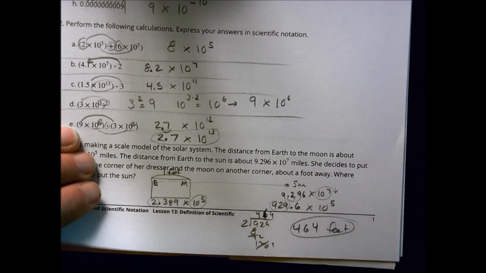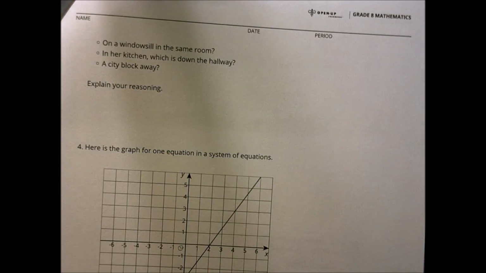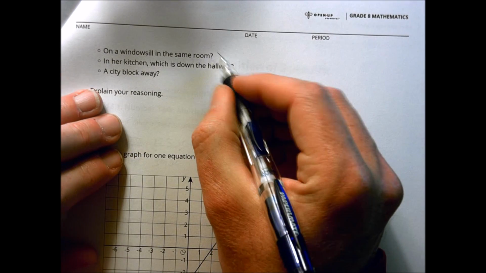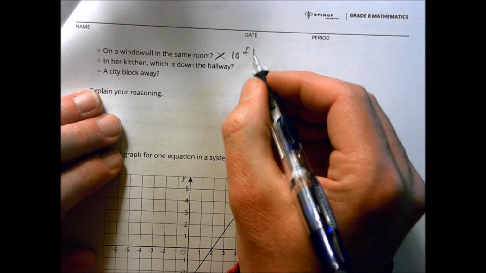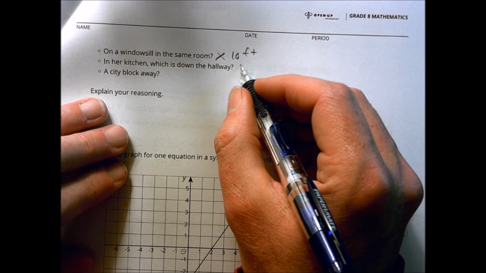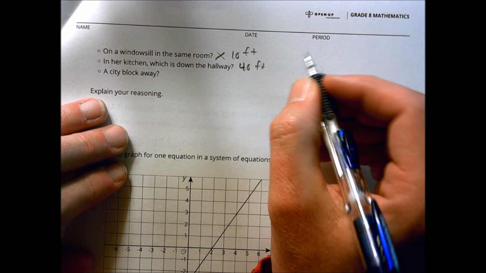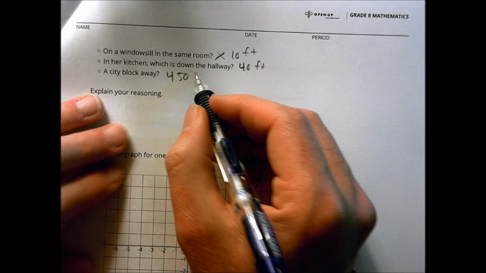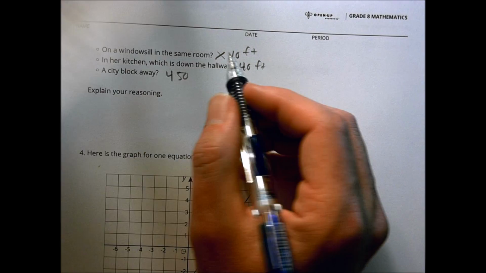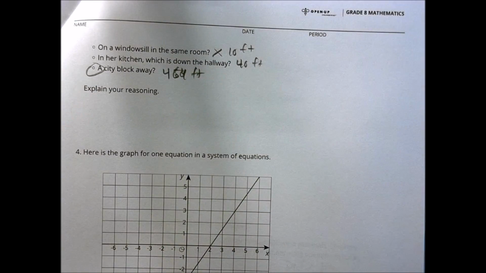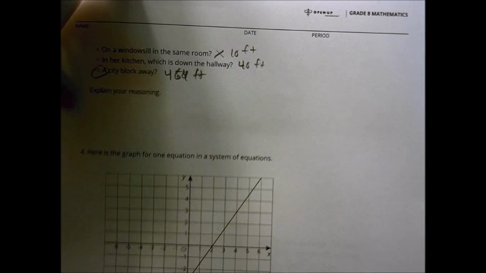Looking at your choices here, is the window in your room 464 feet away? No, that's probably about 10 feet. The kitchen down the hallway, probably at the most, you might be maybe 40 feet, but even that's probably pushing it. A city block away, that's 450 feet, or like we just did here, 464 feet, that's probably the best answer there, in terms of saying about how much farther away the Sun should be in her little diagram.